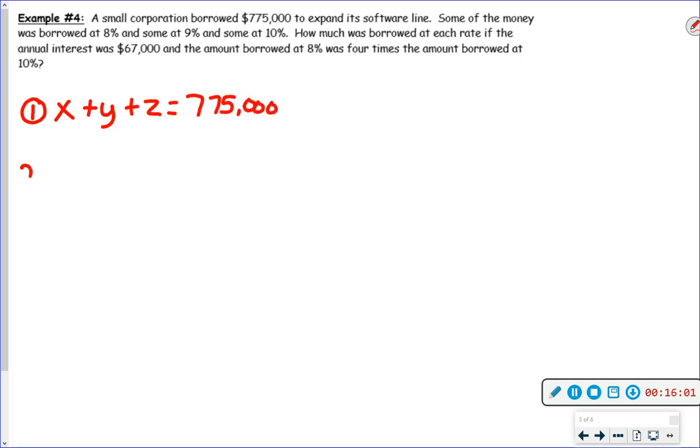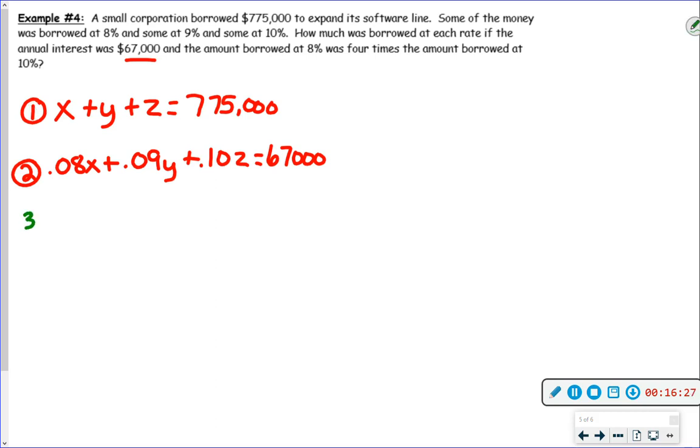Just like in the past, my next equation, the interest equation, involves the percentages. So the first percent, 8%, I'm going to put that as a decimal. My second percent, 9%. And the third one, 10%. Okay, and we earned $67,000 in interest. Man, I wish. Okay, here's where the third equation comes from.